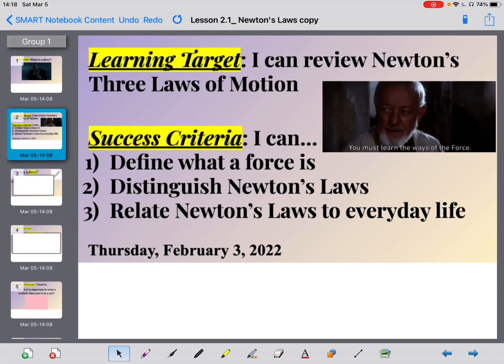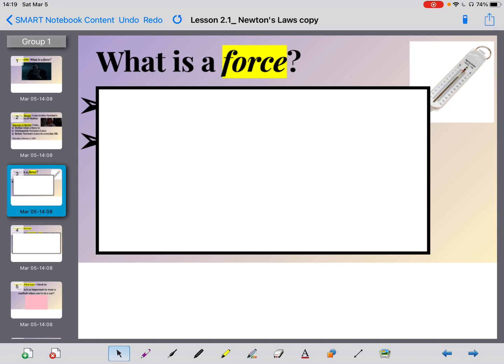Okay, so this is part one of lesson 2.1, Newton's laws. Our learning target for today is: I can review Newton's three laws of motion. At the end of this lesson, you'll be able to define what a force is, distinguish Newton's laws, and relate Newton's laws to everyday life. So, what is a force?